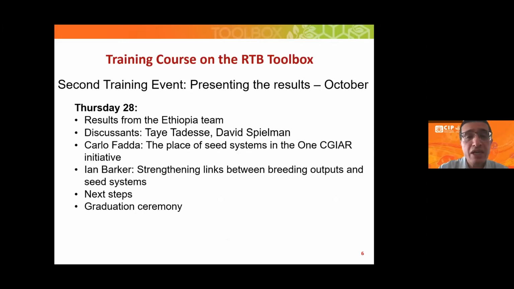And today we are in the final day of this training event for the toolbox. We will have the results from the Ethiopia team. So looking forward to seeing the results. We have 2 discussants, Tayeta Desai and David Spielman, who will discuss the results from the Ethiopia team. And then we have 2 presentations, one from Carlo Fada. He will talk about the place of seed systems in one CGIAR initiative. And Ian Barker about strengthening links between breeding outputs and seed systems.